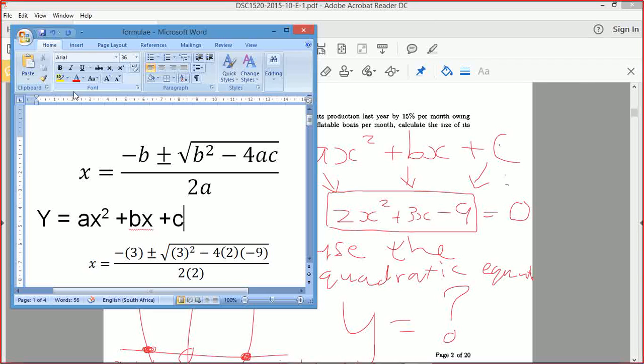Let me just get the other one. And -3.75. No. Okay. Those aren't the right answers. Alright, so what are you typing into your calculator? Exactly what you've got on your screen. Okay, so let's use the plus first. Open bracket -3 plus square root of 3 squared minus 4 times 2 times -9, and 2.